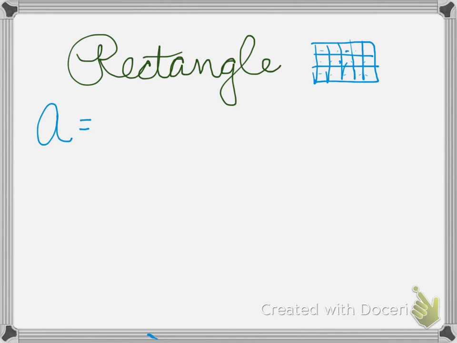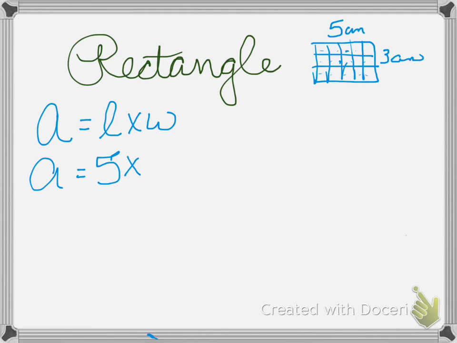Area, the formula is length times width. And if I'm looking here at this shape and I say 5 centimeters, and this one's 3 centimeters, I would say area equals the length, which is 5, times the width, which is 3. And 5 times 3 equals 15.